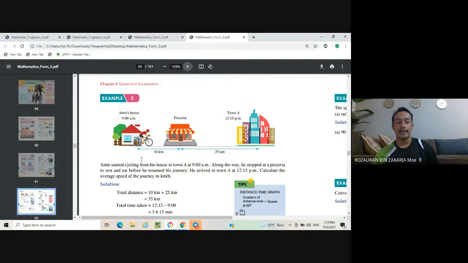The question is: Amir starts cycling from his house to town A at 9 a.m. Along the way, he stopped at a pizzeria to rest and eat before he resumed his journey. He arrived in town A at 12:15 p.m. Calculate the average speed of the journey in kilometers per hour. Right? So how to do this one? Remember the formula to find the average speed: average speed equals total distance divided by total time taken.